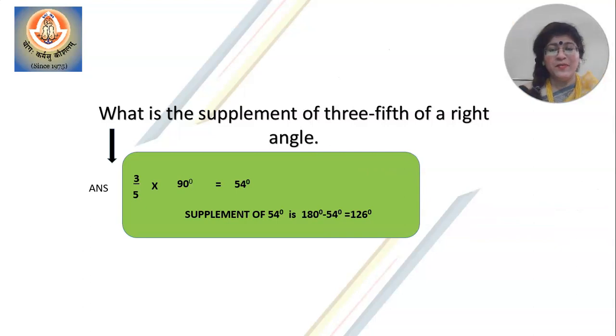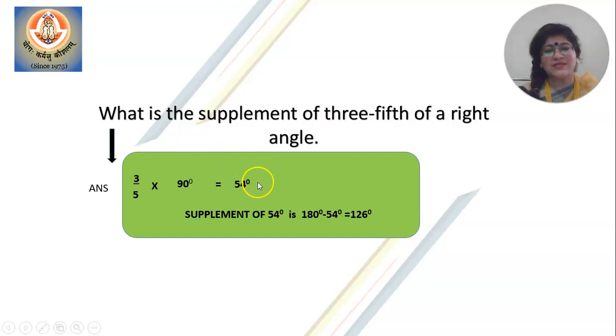Now, if you remember the last video lesson, I had asked a couple of questions and I told you to solve them. So this is the solution. What is the supplement of 3/5 of a right angle? First and foremost, find out what is 3/5 of a right angle. That is 3 upon 5 into 90, which is equal to 54 degree. And one of the angles is 54 degree.